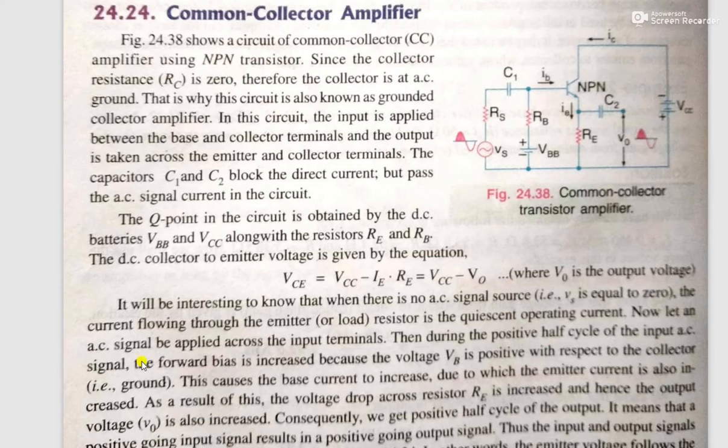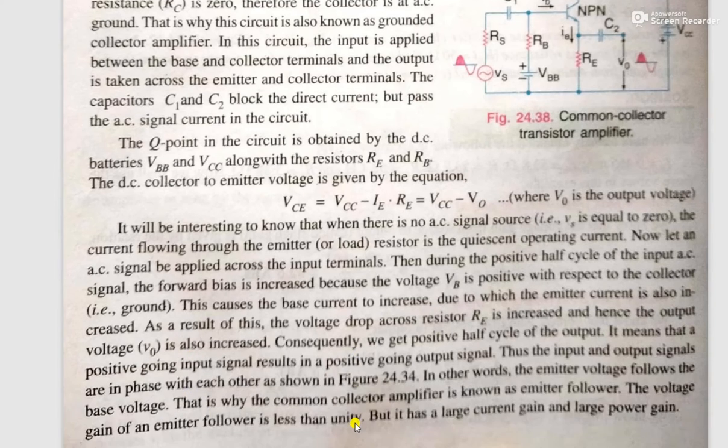Now let us apply the AC signal across the input terminal. During the positive half cycle of input AC signal, the forward bias is increased because the voltage VB is positive with respect to collector, that is collector is permanently grounded over here. This causes the base current to increase, due to which emitter current also increases. As a result, the voltage drop across RE is increased, hence the voltage V0 also increases.